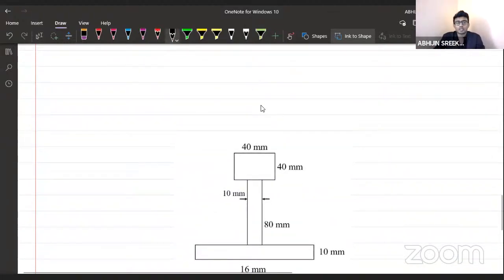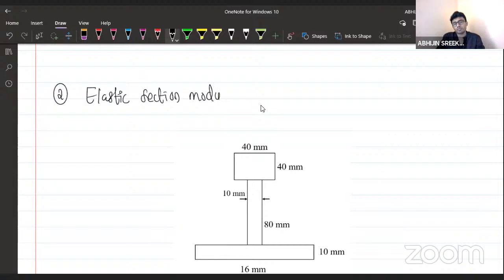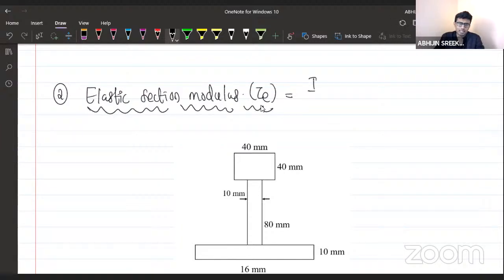Now we have calculated the plastic section modulus. Now we are interested in calculating the elastic section modulus, so that only we can calculate the shape factor. Elastic section modulus. Tell me how to calculate this elastic section modulus. Anyone? We have studied it in strength of materials. How to calculate the elastic section modulus? Exactly, it is I divided by Y max. I divided by Y max.